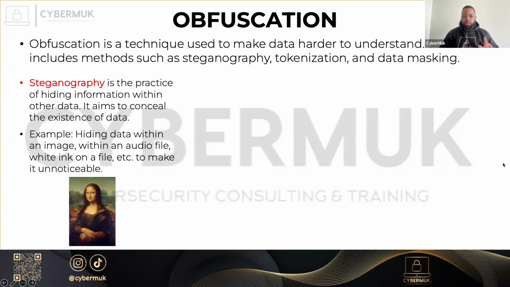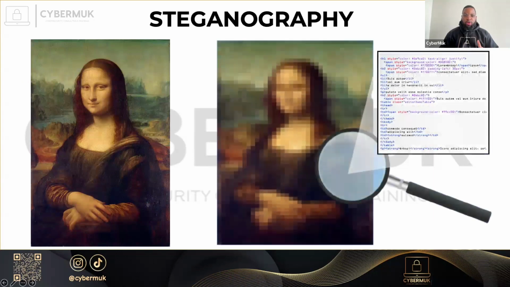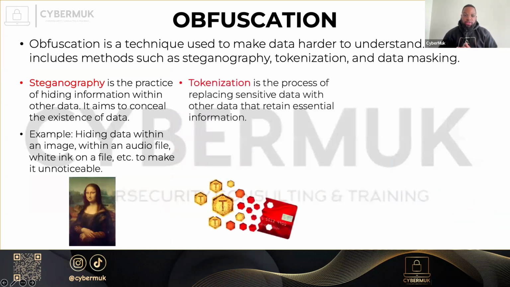So this is kind of what it looks like. This is like the original image, but then if you look closely into it, with some software tools that can do that, there will probably be a piece of code or hidden data or something. And this is how sometimes data is transferred over the internet. No one realizes that there is data hidden behind other data. That's steganography. Another technique is called tokenization.